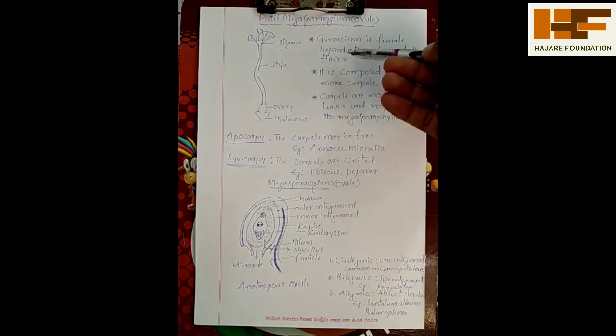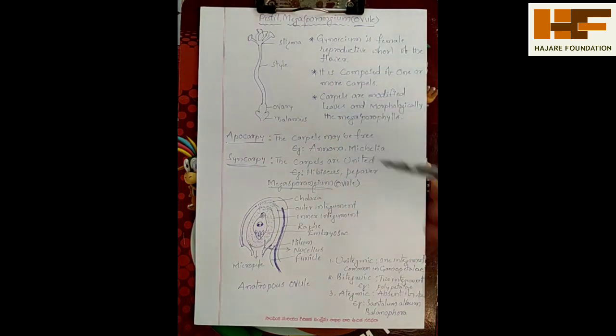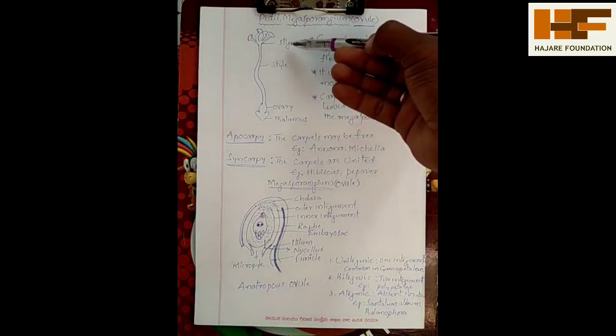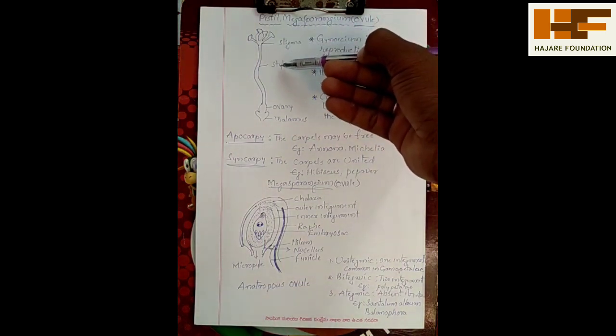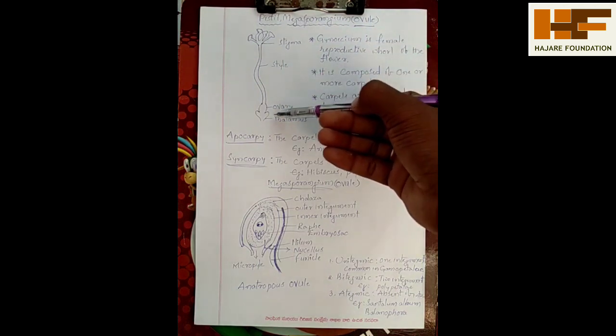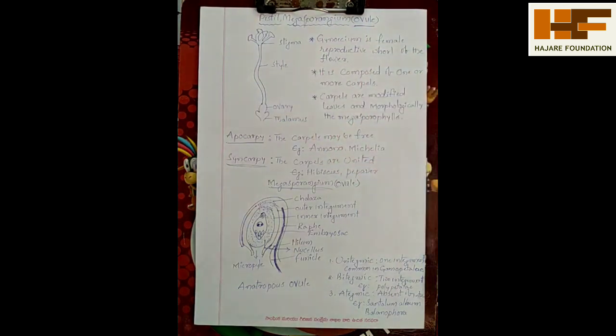So this female reproductive structure of the flowering plant helps in reproduction, especially the carpels and the stigmas. The stigma receives the pollen grains, and through the style they pass and reach the ovary. Inside the ovary the ovules are present.